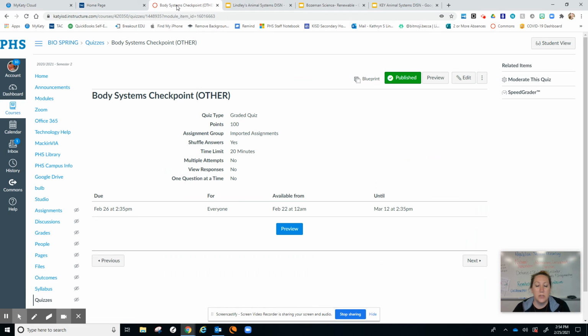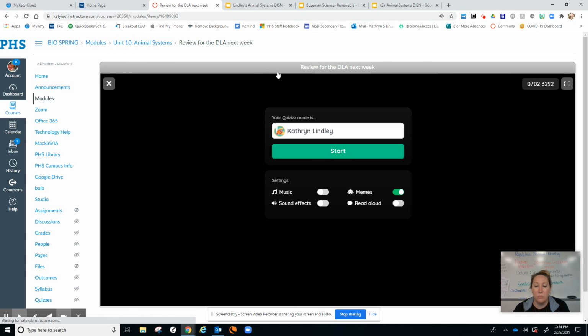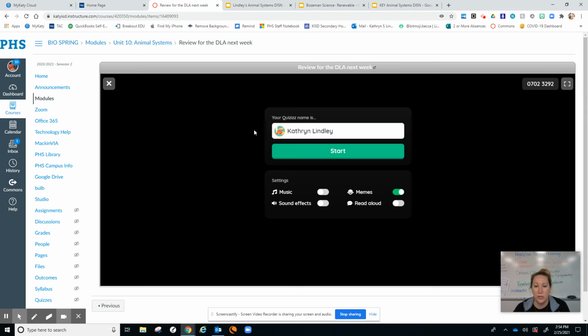So remember that you're going to do this checkpoint. It is 10 questions. They are worth 10 points apiece. It is going in the gradebook, so make sure that you take your time. And at the very end, whenever you're done with everything, I want you to practice this DLA review. It should already sign you in, so you just have to click start. And it's basically going over Unit 6 and 7, which are genetics, Unit 8, which is evolution, and Unit 9, which is classification.